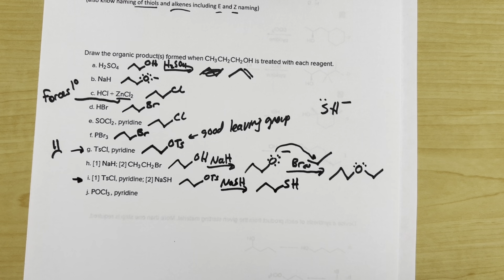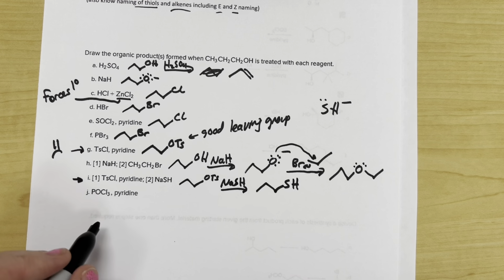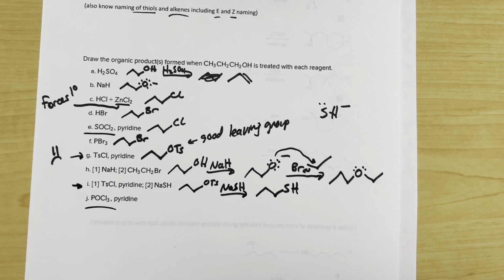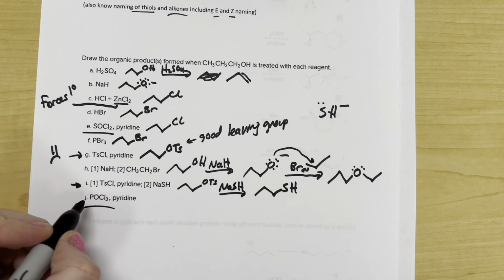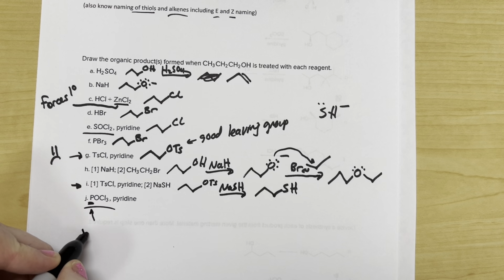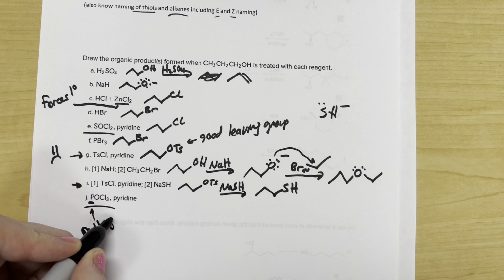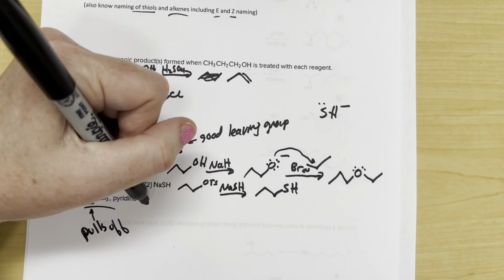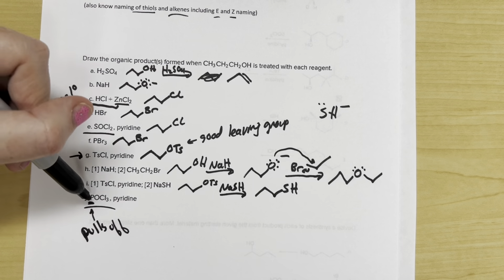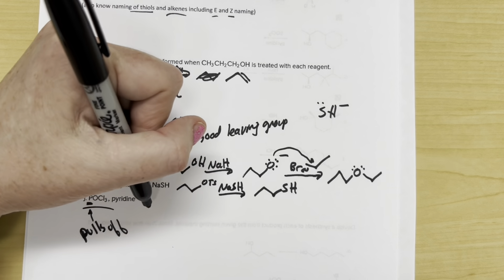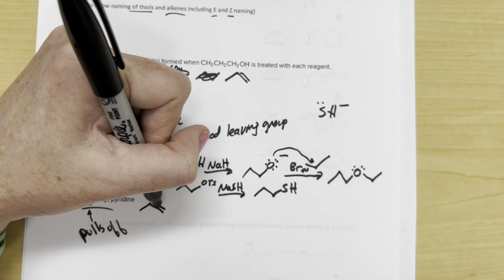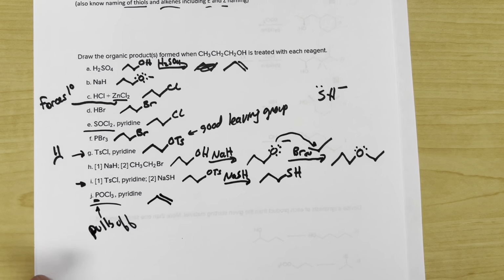Okay, and last but not least, POCl3. Don't get this and that confused. This is very different. P pulls off the oxygen. Maybe that's how I remember it. Even though they look very similar, P is the one that's pulling it off. And so we're gonna get just a straight up E2.